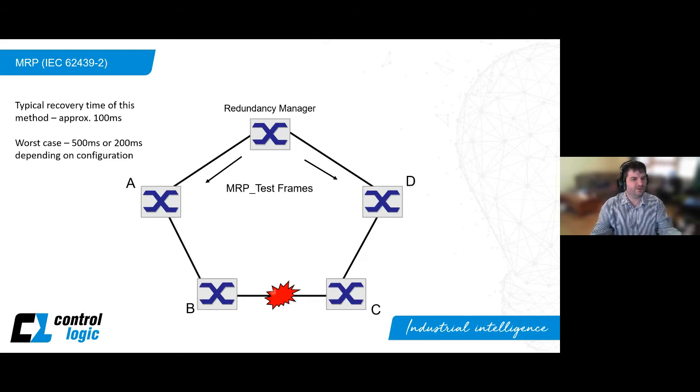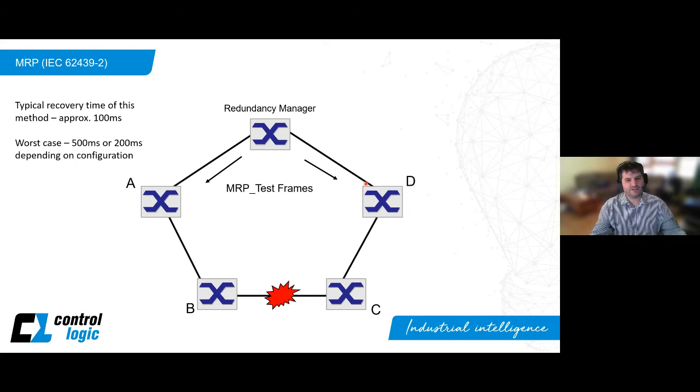If a break was to occur, such as between B and C here depicted, as soon as the ring manager misses those 3 frames, he will make a decision and say, okay, I didn't get back my three messages, or I've missed 3 in a row. Something's gone wrong in the network. I need to let everybody know to flush their forwarding database. I need to activate this link, and then we'll recover the network.